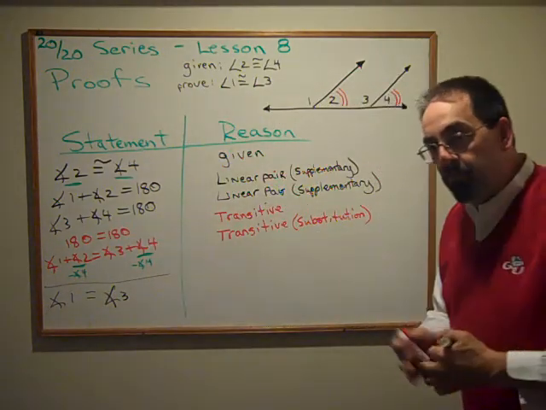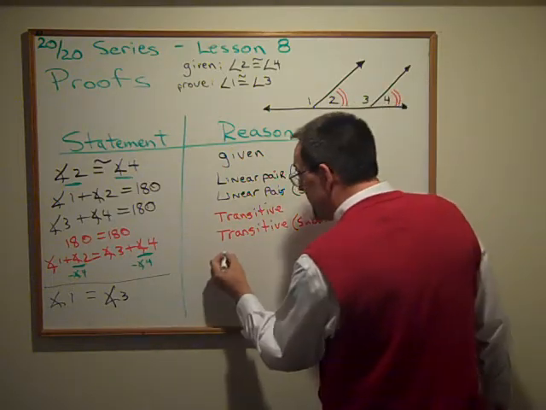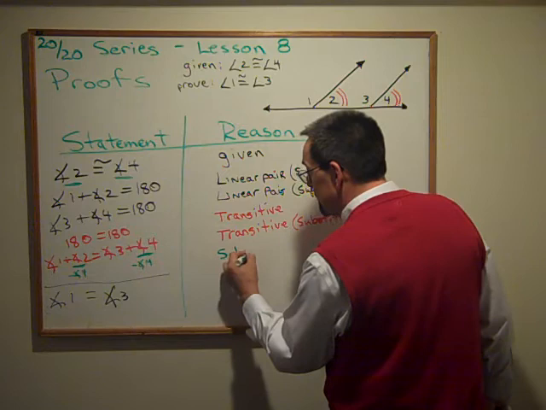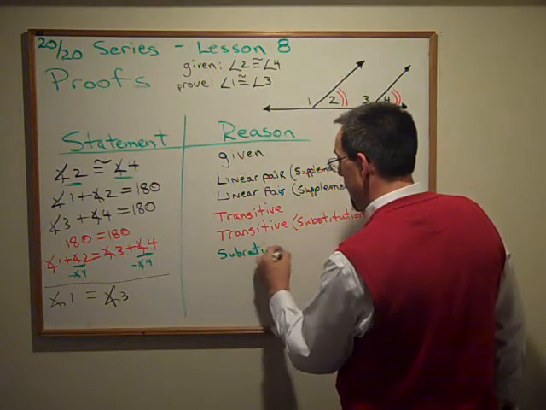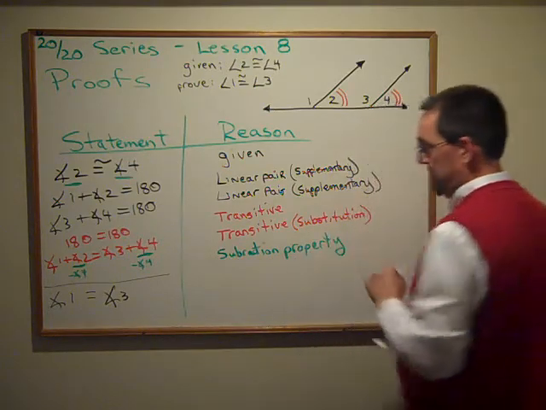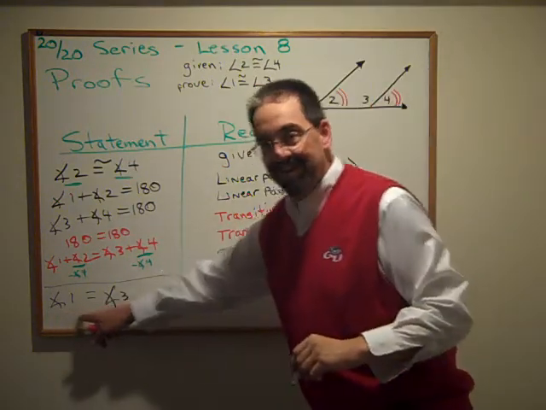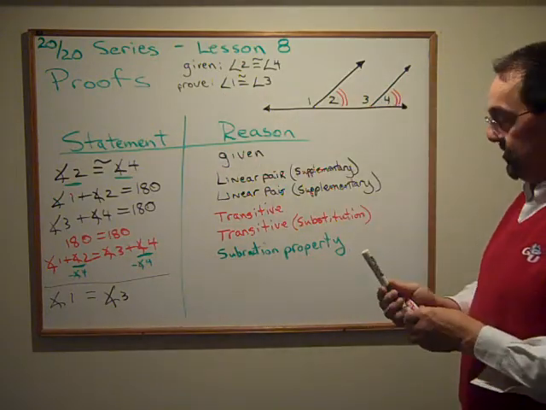This green step right here, we're subtracting from both sides. So the subtraction property. And finally, we've proven that angle 1 is equal to angle 3.